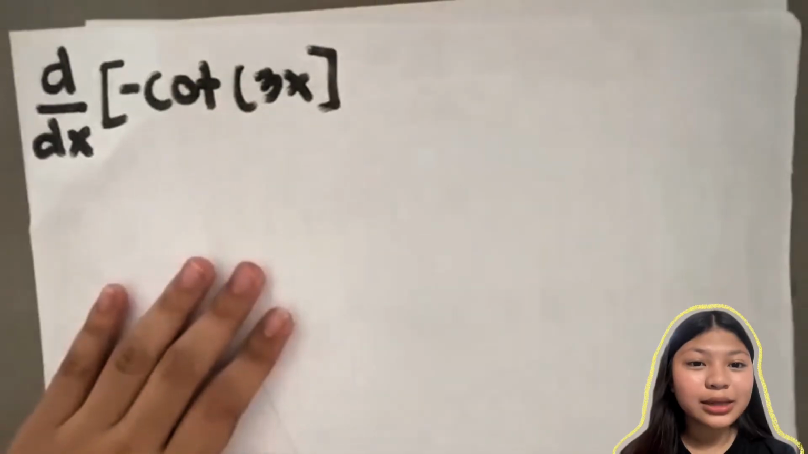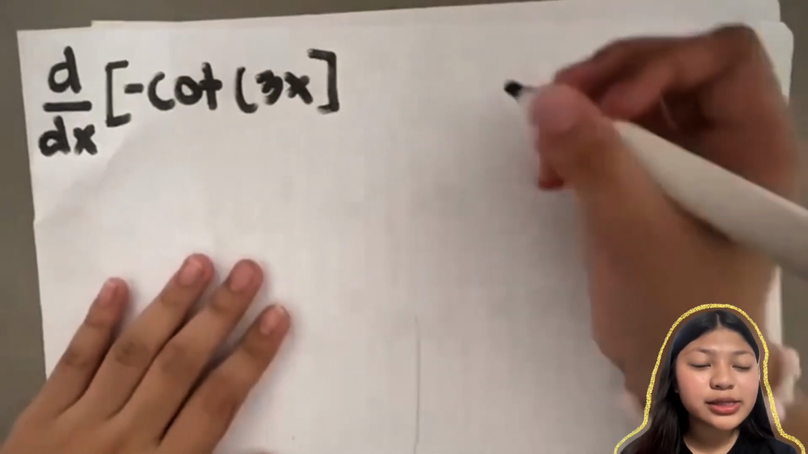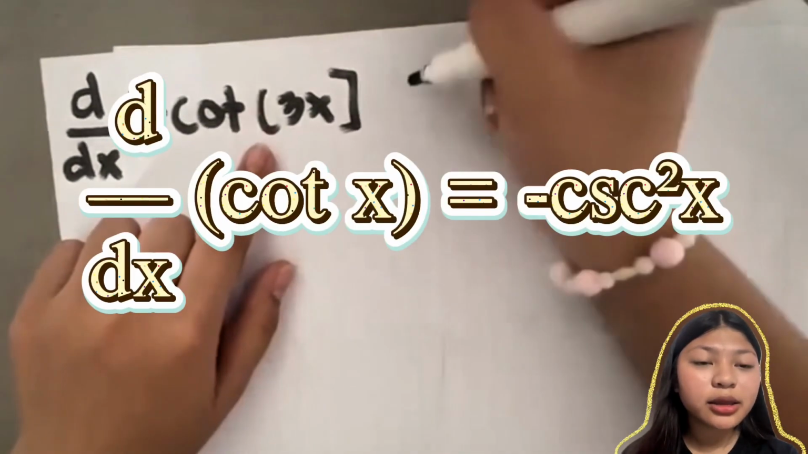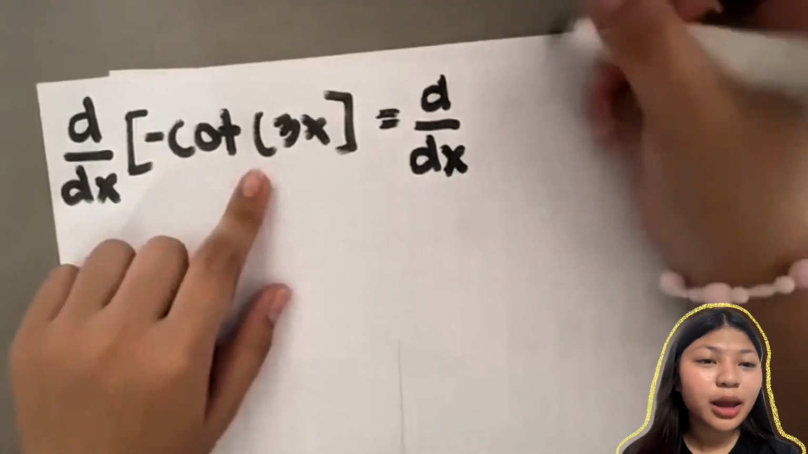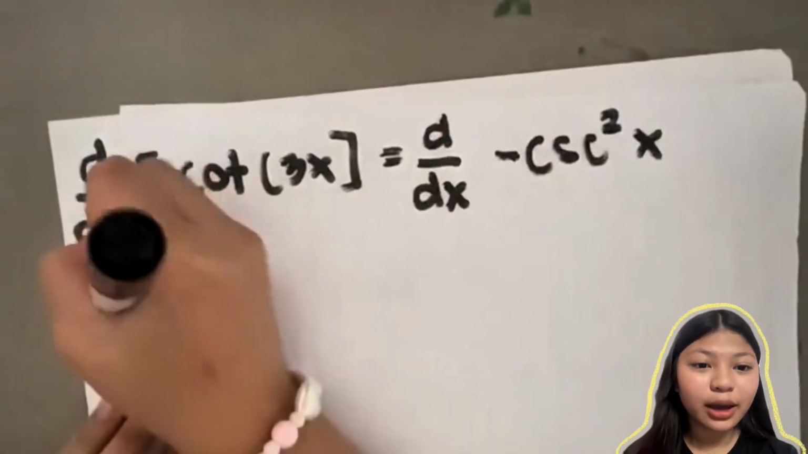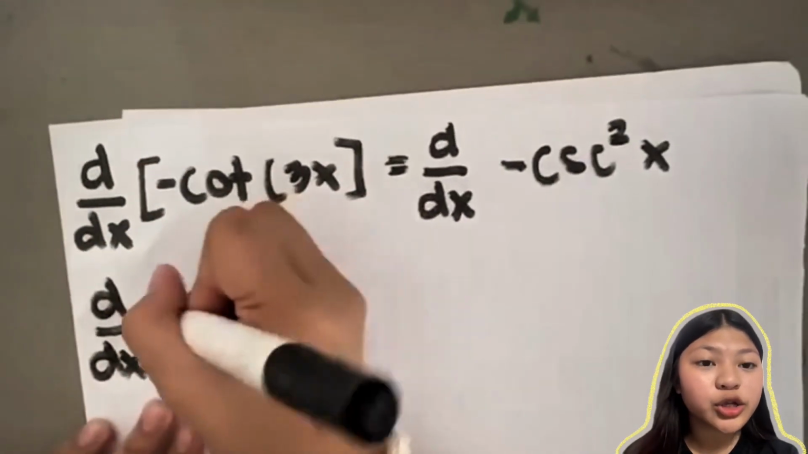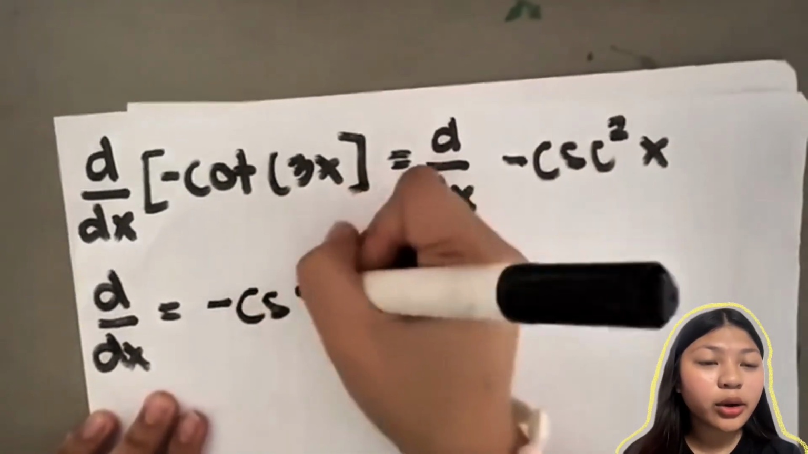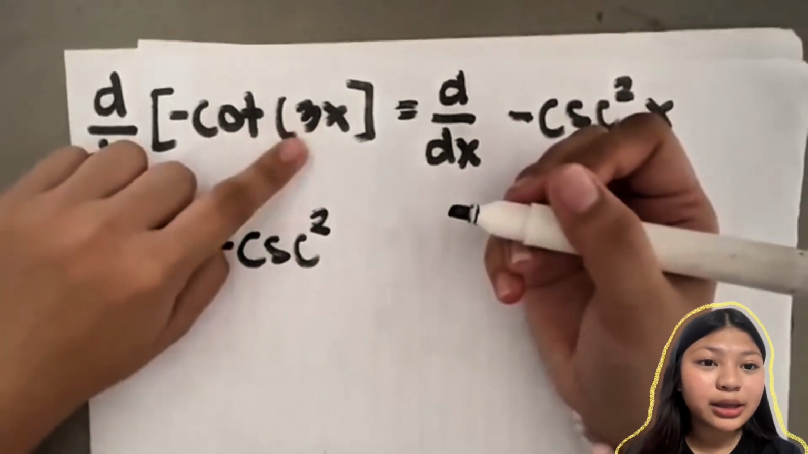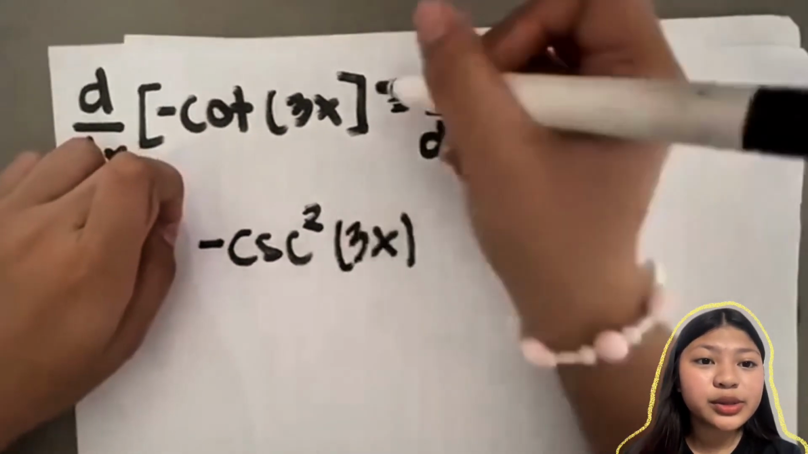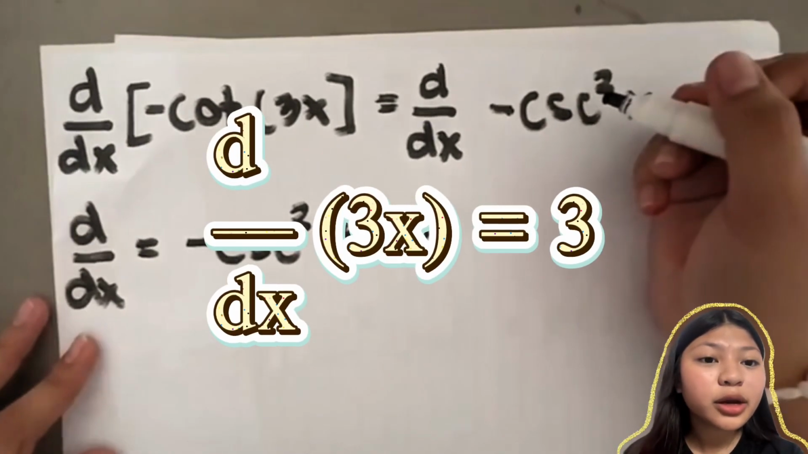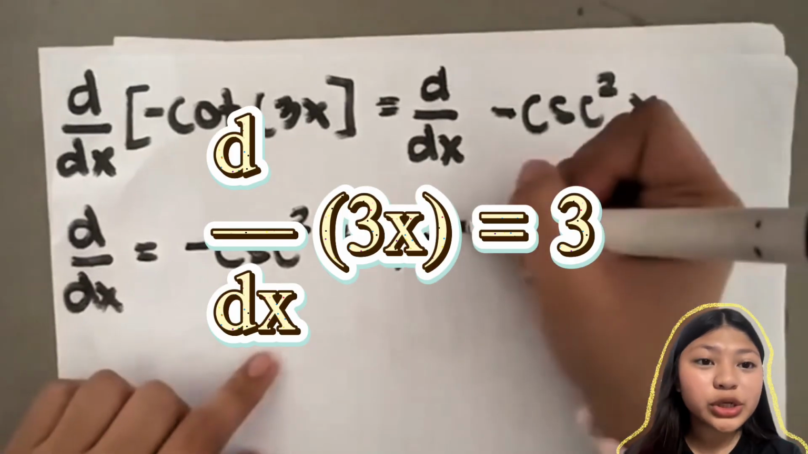Our given for today is negative cot of 3x. First, to solve this, you must recall the derivative of cotangent, which is negative cosecant squared x. Let us now proceed to solve it. Copy the derivative of cotangent, which is negative cosecant squared, and our x, which is 3x. The method we are using is chain rule, so we must multiply the derivative of 3x, which is 3.